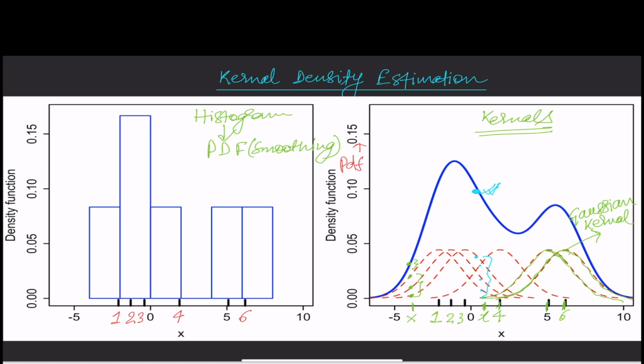Correct. So this is called kernel density estimation.